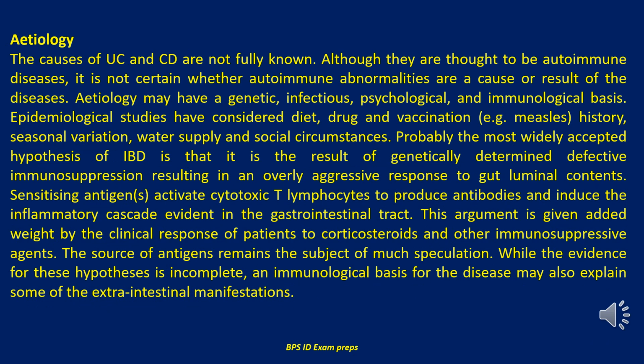Next we will discuss the etiology of inflammatory bowel disease. The causes of ulcerative colitis and Crohn's disease are not fully known. Although they are thought to be autoimmune diseases, it is not certain whether autoimmune abnormalities are a cause or result of the diseases. Etiology may have a genetic, infectious, psychological, and immunological basis. Epidemiological studies have considered diet, drug and vaccination, e.g. measles, history, seasonal variation, water supply and social circumstances.